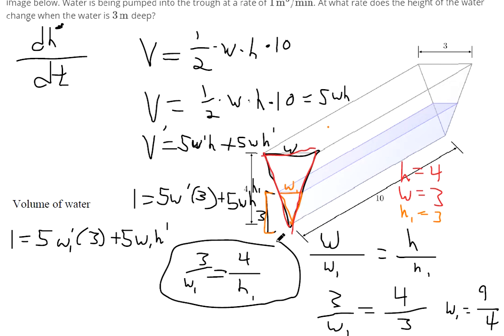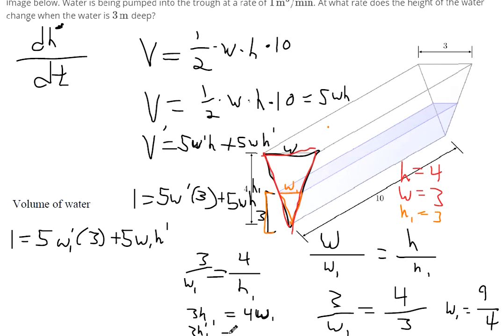So if we just multiply h sub 1 and W sub 1 to both sides, just to make it easier to look at before we differentiate. Now we can take a derivative of both sides implicitly with respect to time. So this is 3 h sub 1 prime equals 4 W sub 1 prime. Because we don't know what they are as a function of time. So 3 h sub 1 prime and then 4 W sub 1 prime. So solving a little bit more to get W sub 1 by itself.